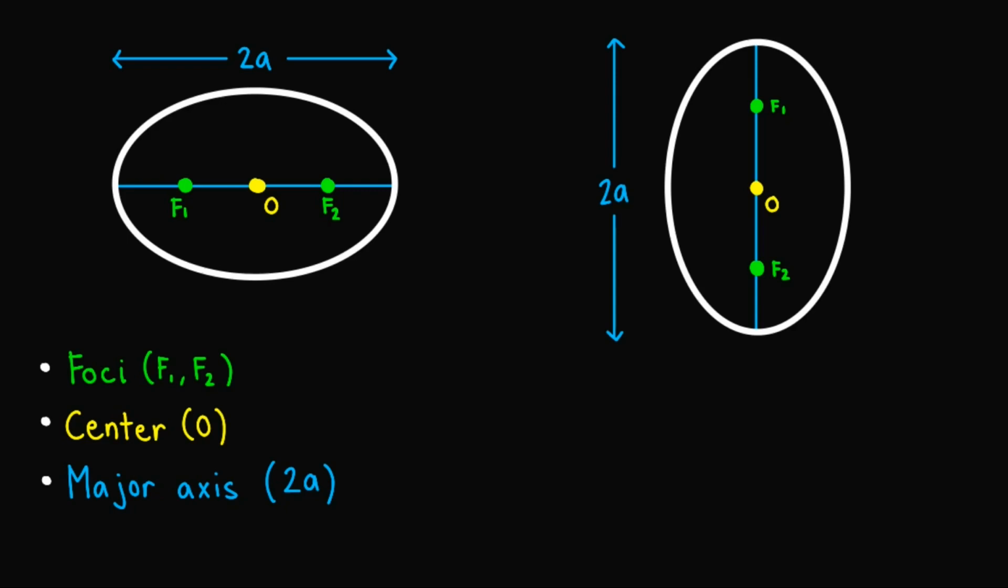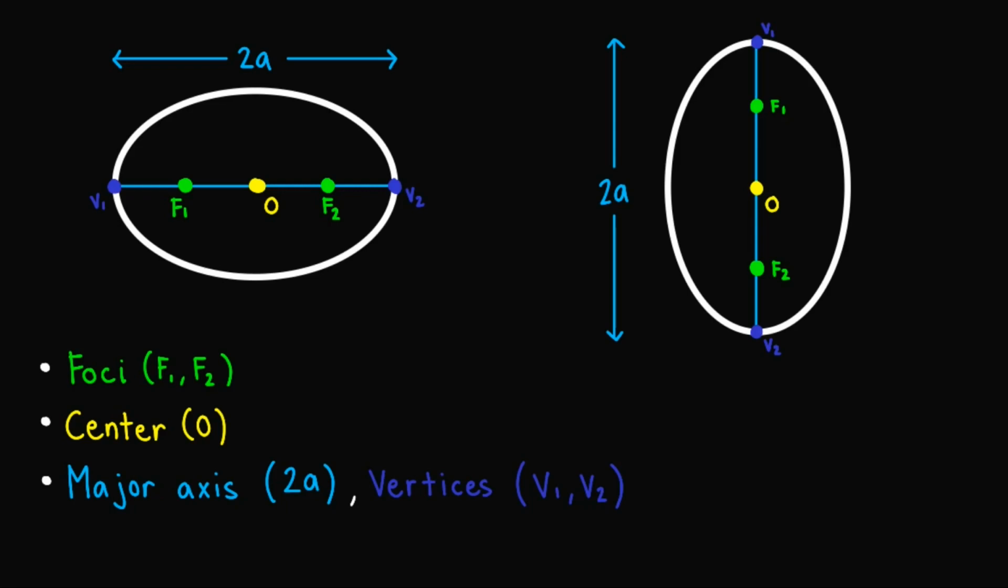So now, take note that the endpoints of this major axis are what we call the vertices of an ellipse. So, plural of vertex, since we have two. We denote these as V1, V2. So again, vertices are just the endpoints of the major axis.